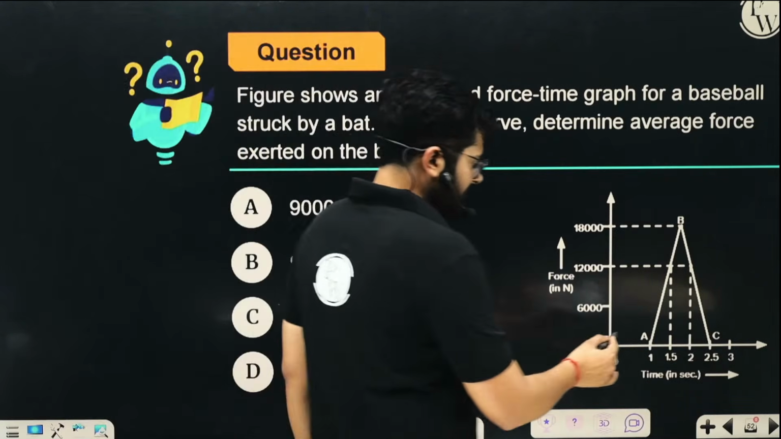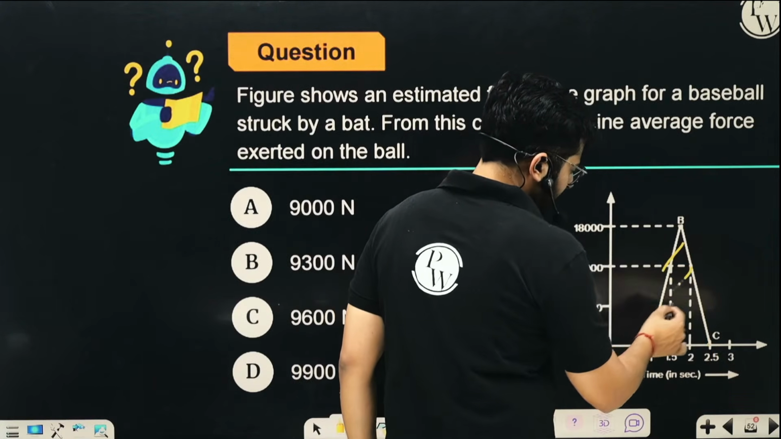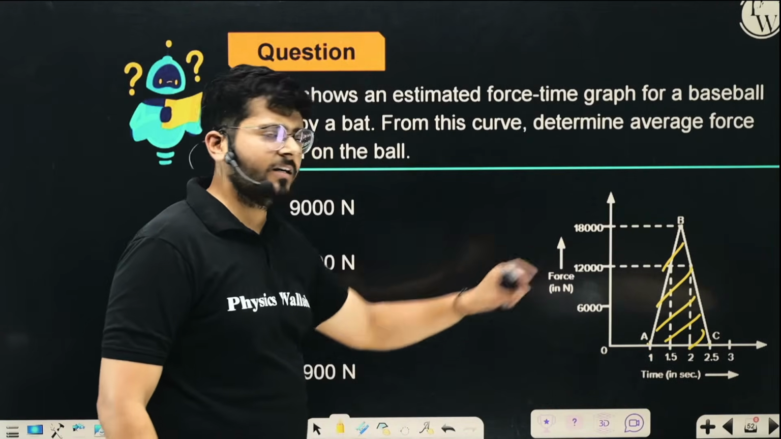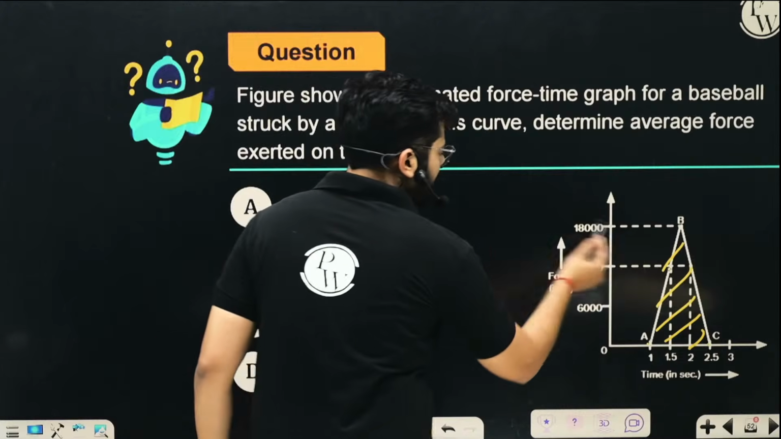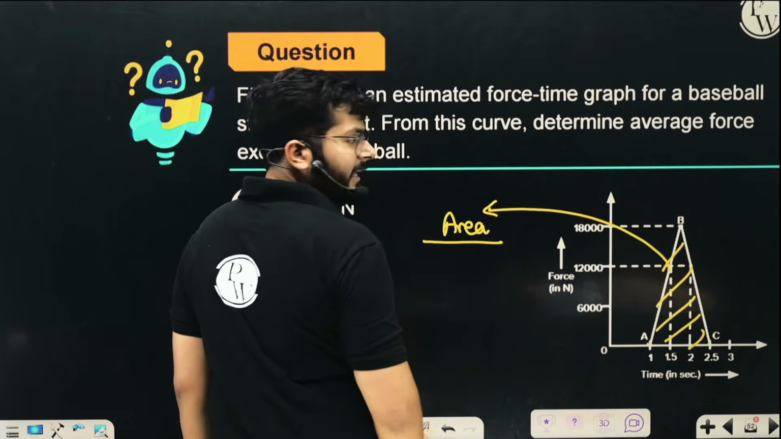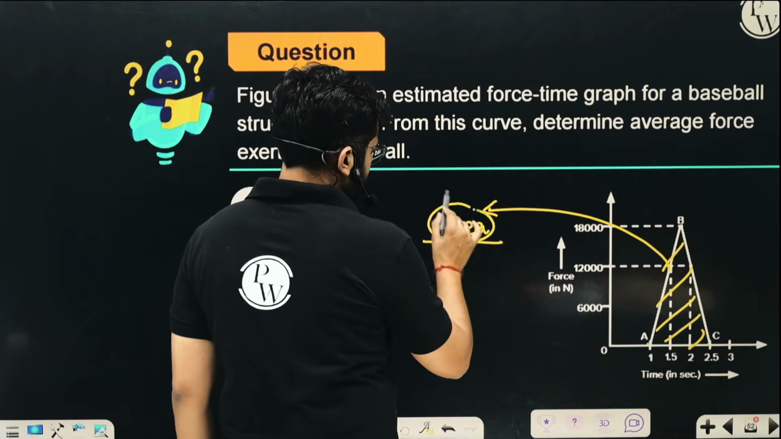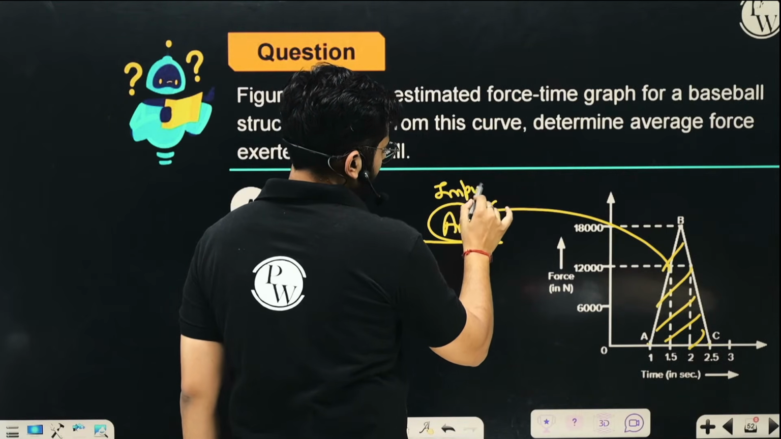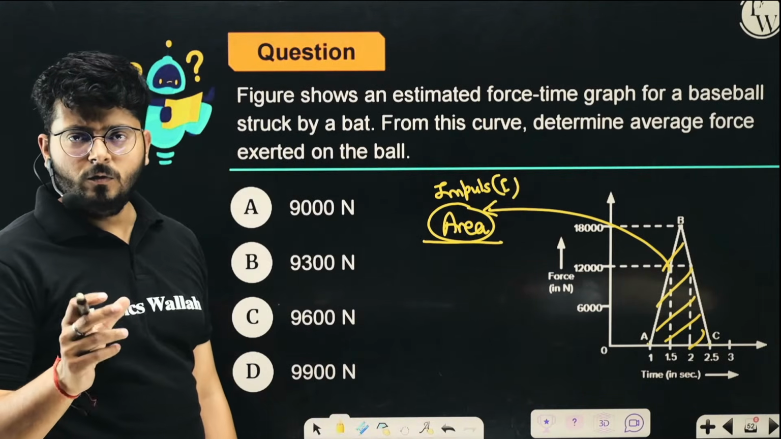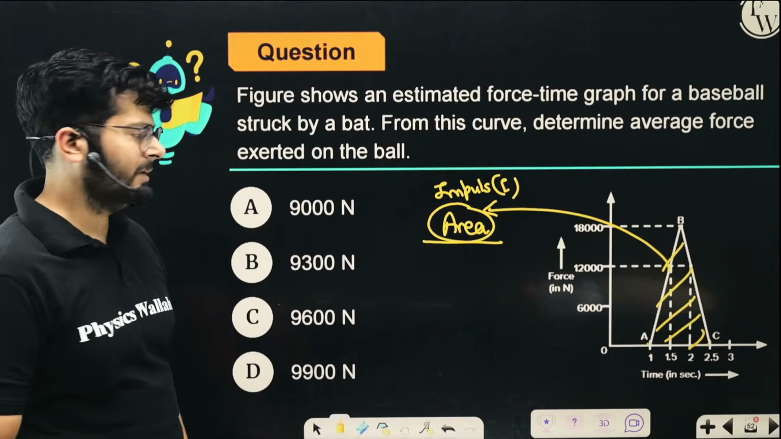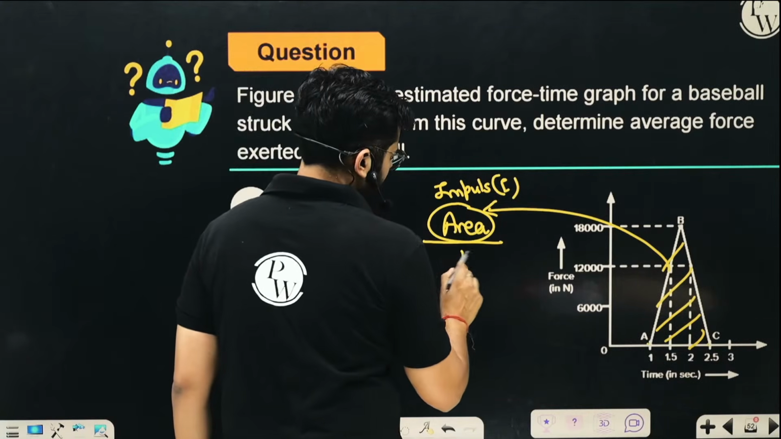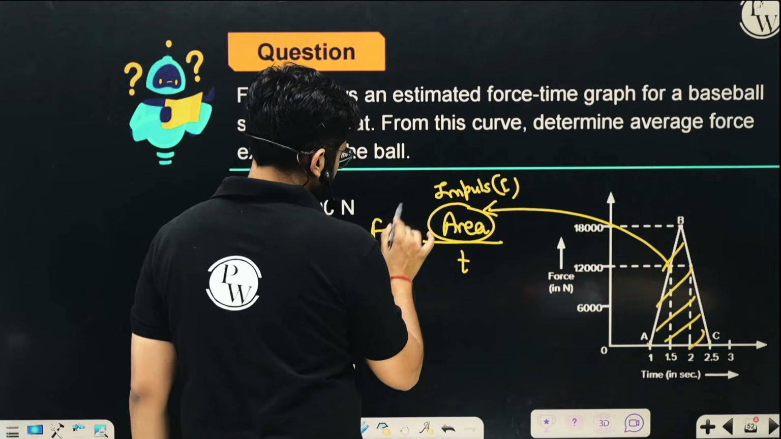My dear kids, in this duration, if you take the area under the curve, what will happen? You will calculate the impulse. So impulse is that area, 1/2 base into height. Area, that is the impulse, I. And you know that impulse is average force into time. So average force is going to be impulse upon time. That is the average force acting on the body.